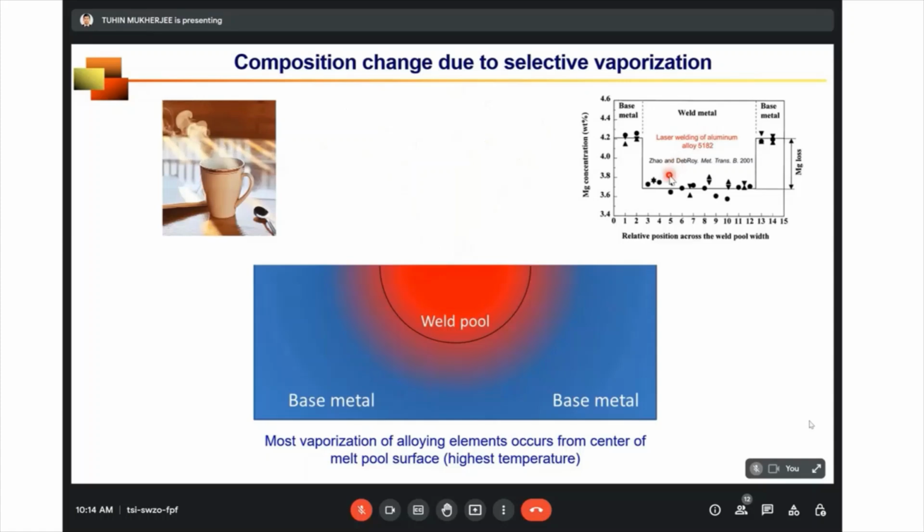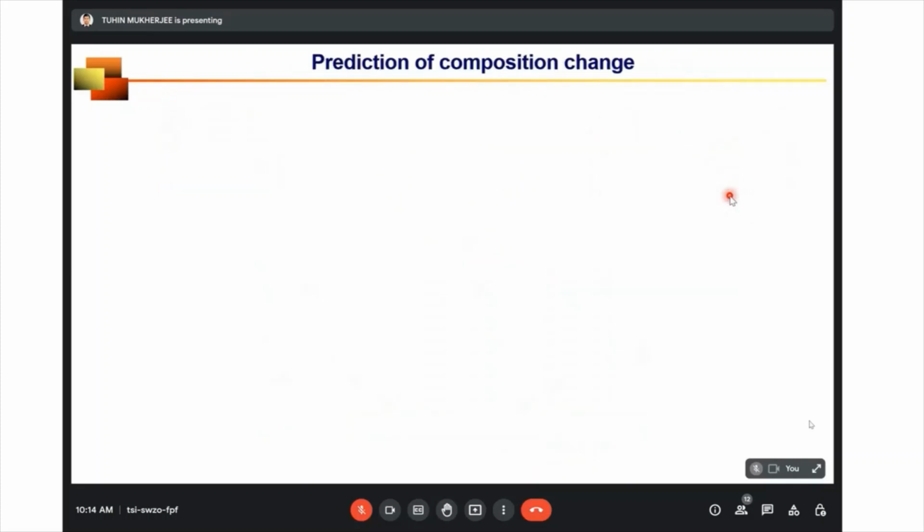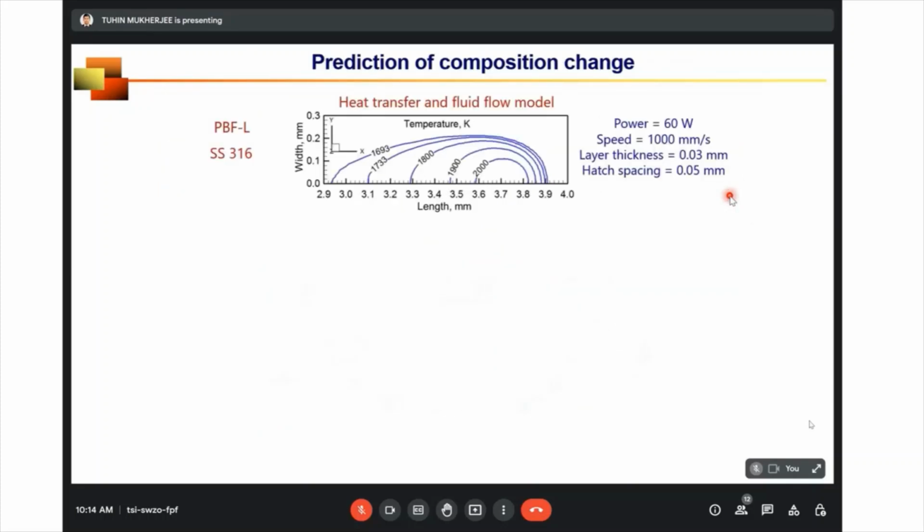For welding, you can see for laser welding of aluminum alloy, in the welded region, the magnesium concentration is significantly reduced because of the evaporation compared to the base metal. So this observation is also true for additive manufacturing. And how can we model it? For modeling it, we need to know the temperature on the top surface, like this.